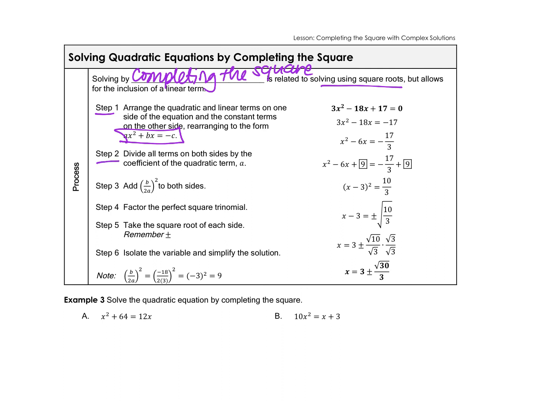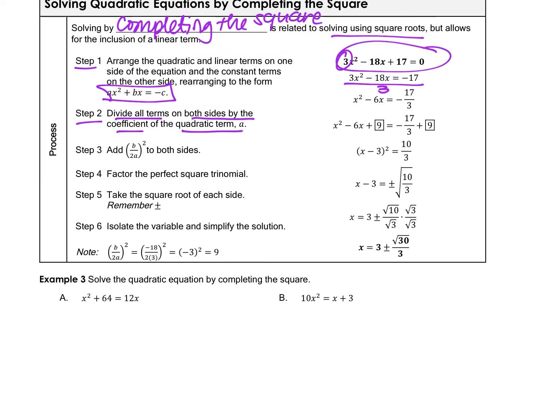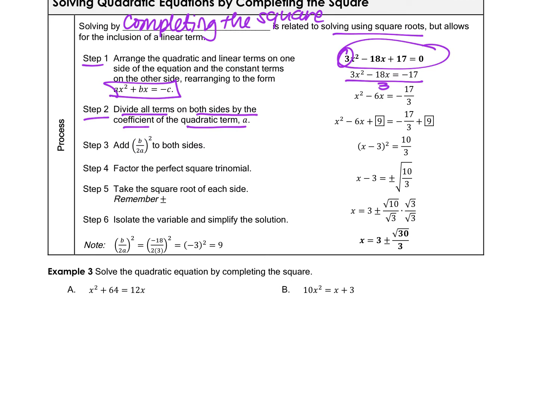Second step is to divide all your terms, both sides, by the coefficient of your quadratic term, which is your x squared term, a. So sometimes you just have an x squared and you don't have to divide it. But notice this example that we're given, there's a 3. So you would have to divide all of these by 3. Now it just so happens sometimes that gives you a fraction. So after you divide it all by that leading coefficient, step 3 is to add. You're going to have to plug in to this formula. So b over 2a, and then you're going to square it. Whatever you get, you're going to add that to both sides.